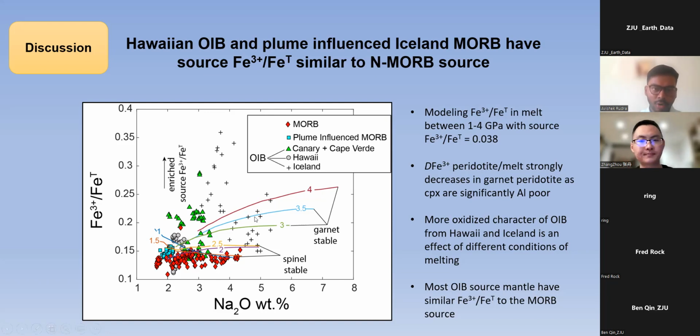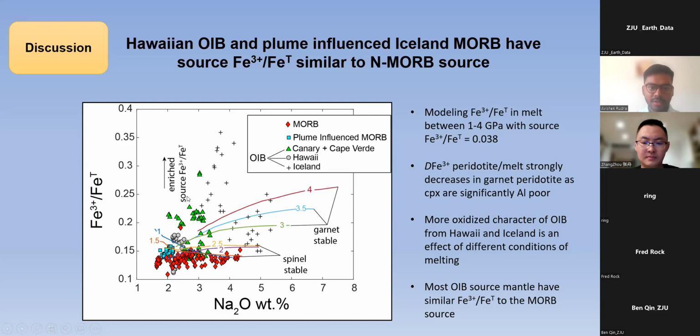And when we compare the model curves with our natural ocean island basalt data, for example, Iceland and Hawaii, we see that the Hawaii data or the Iceland data can be generated by extrapolating these curves to high melt fractions. So at least part of the oxidized nature of these OIBs from Hawaii or Iceland could be from the fact that these are generated in the presence of garnet. Therefore, ferric iron was more incompatible in those systems. However, there are other systems such as Canary and parts of Iceland, which are too oxidized to be generated from our model.